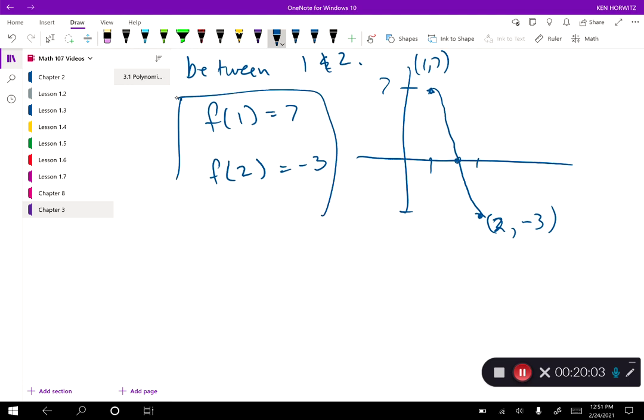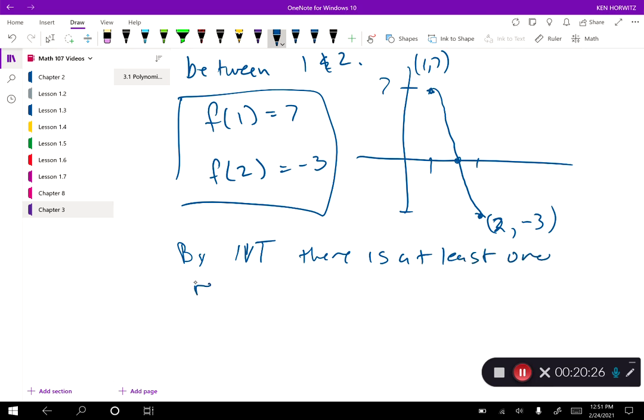And this, I could say, and I have to invoke the theorem if I want to use it, by IVT, intermediate value theorem. IVT is an acceptable abbreviation. There is at least one real zero between 1 and 2. Okay.